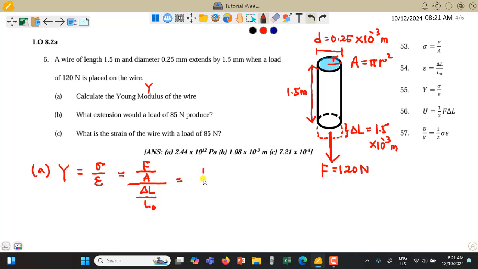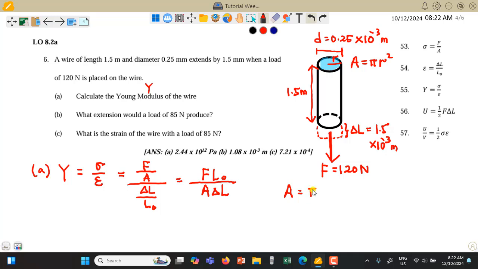I rearrange the equation. I'm going to have force multiplied by original length, divided by the cross-sectional area multiplied with the elongation or extension delta L. To calculate the Young modulus, I need to put in the force, 120 Newton, the initial length 1.5, and the extension of the wire, 1.5 times 10 to the power of negative 3 meter. However, the cross-sectional area of the wire is not given, so we need to calculate the area first.